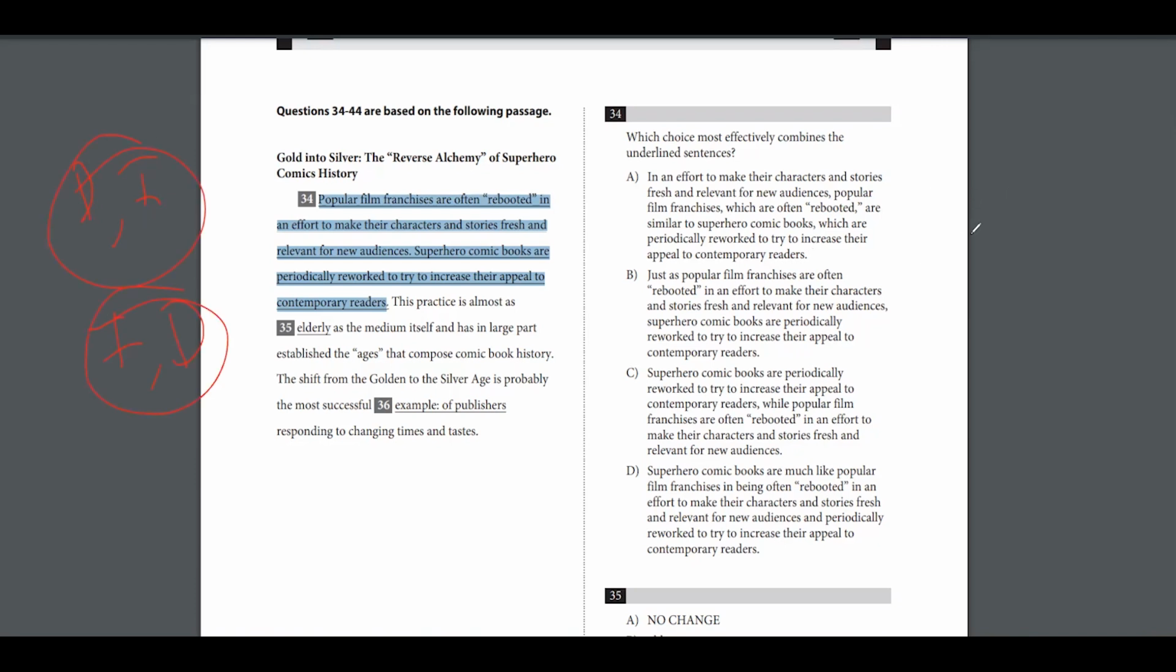However, there's also another way to think about this, and that's what is the main thing they're trying to compare or contrast. And then you have to get those contrasting ideas or comparing ideas correct. And so in this case, it's comparing rebooting the films with the reworking of comic books. And so you have to compare those two things. And B is the only one that does that.